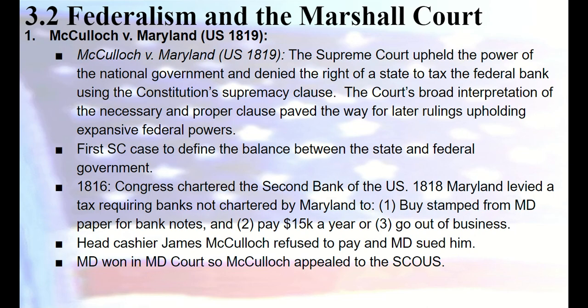SCOTUS means Supreme Court of the United States. Why could they go from state court to federal court? Because if it is a federal issue, once it's gone through the state court system and reaches the state's highest court, it can then jump to the Supreme Court. Additionally, you didn't really have much of a federal court system here at this point because it's only 1819.